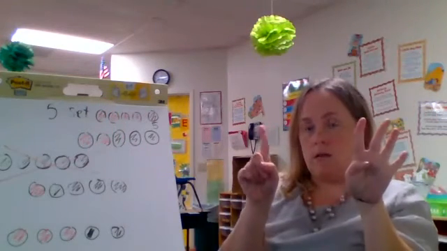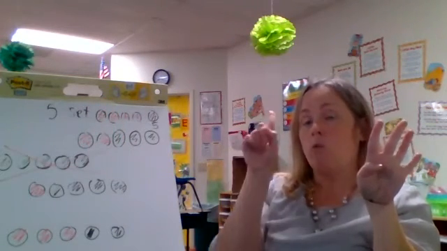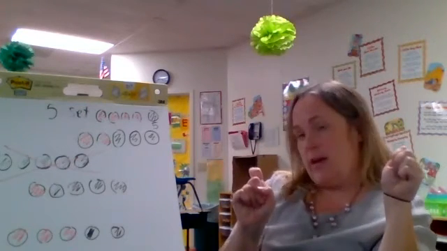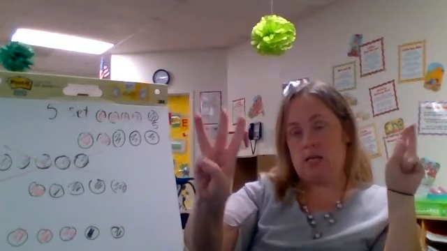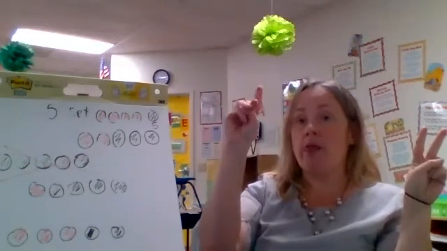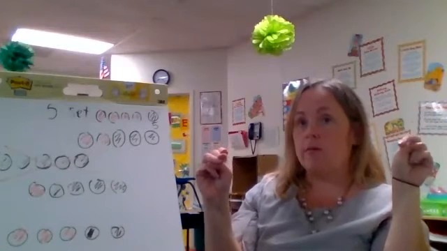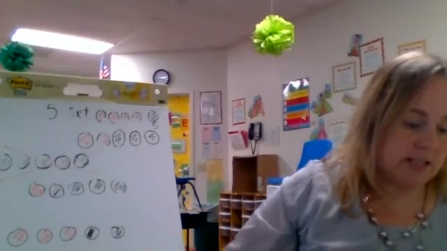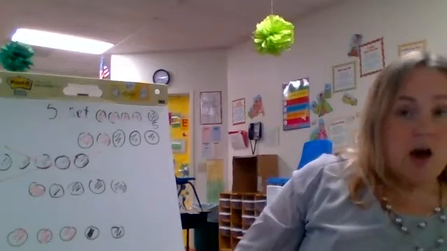So 1, 1, 2, 3, 4. Count 1, 2, 3, 4, 5. And now we'll do 3 and 2 the other way. 3 and 2. 1, 2, 3, 4, 5. So as you can see, there's many different ways to make 5.